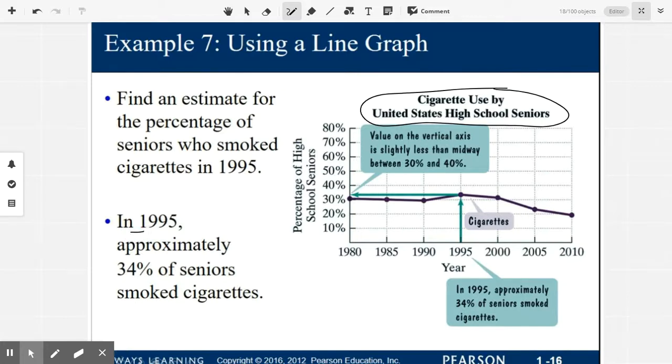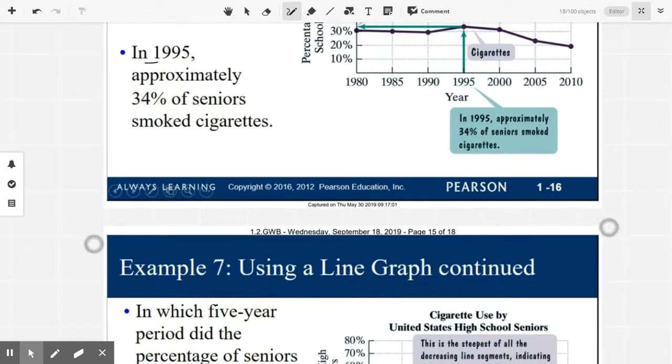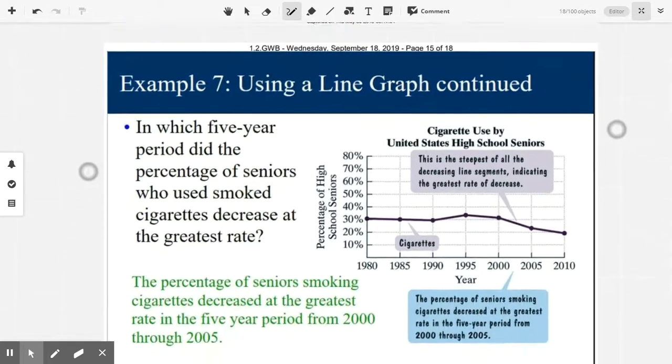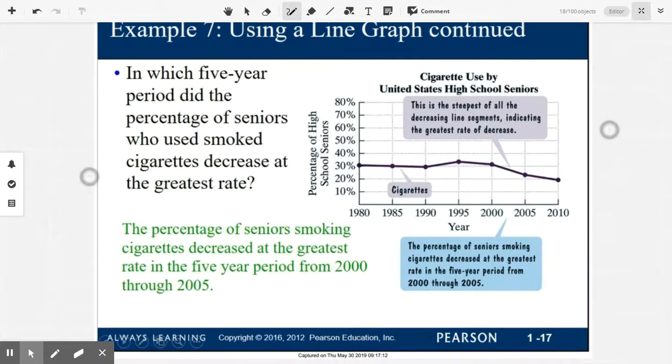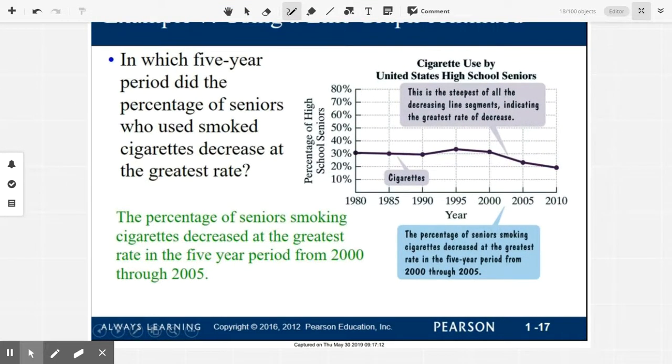So here it says 1995, 34% of seniors smoked cigarettes at the high point. Okay, let's see if they're going to ask us. Yep, here's a question. In which 5-year period did the percentage of seniors who smoked cigarettes decrease at the greatest rate? So we need to understand the question.